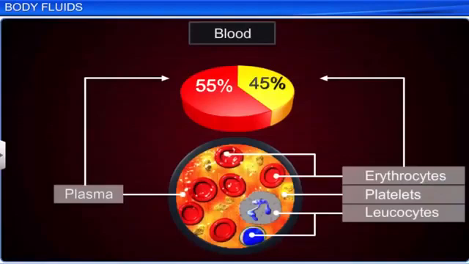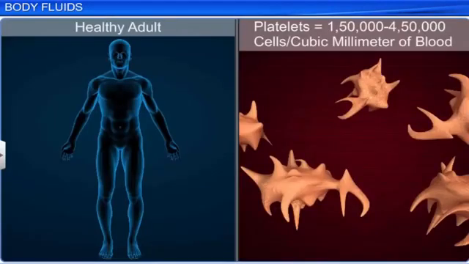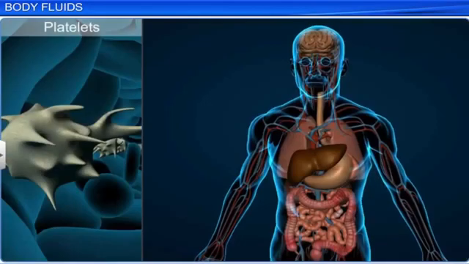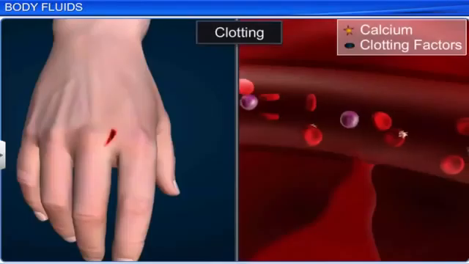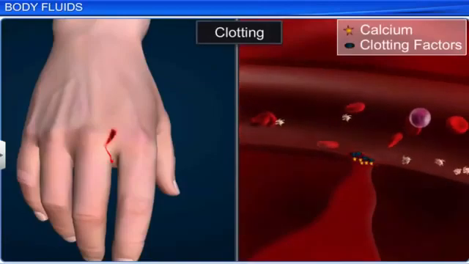The third component of formed elements is platelets, which are formed in the bone marrow as tiny cell fragments called thrombocytes. A cubic millimeter of blood contains around 150,000 to 450,000 platelets. They circulate in the blood for around 7 to 10 days, after which they are destroyed in the spleen and liver. Platelets help in clotting by releasing calcium and clotting factors present in their cytoplasmic granules.